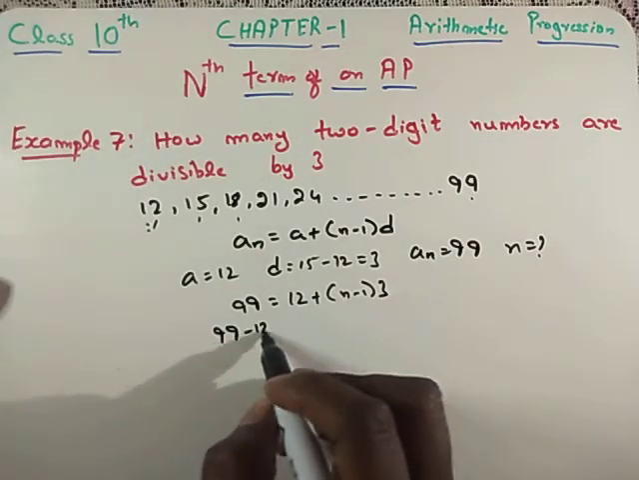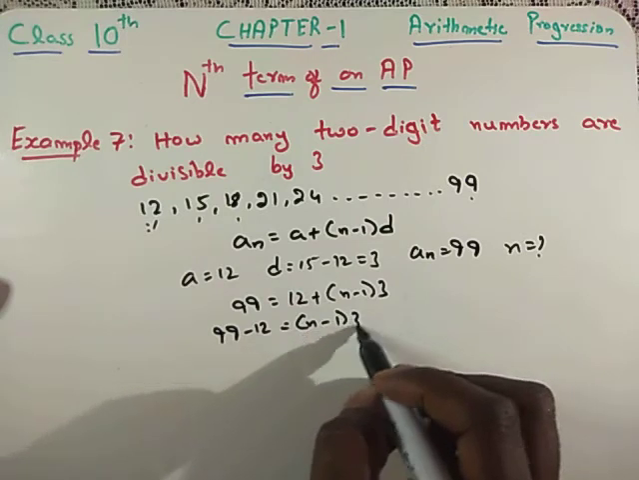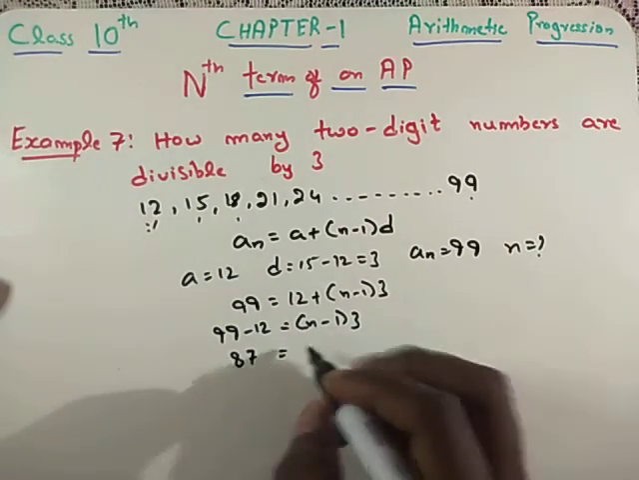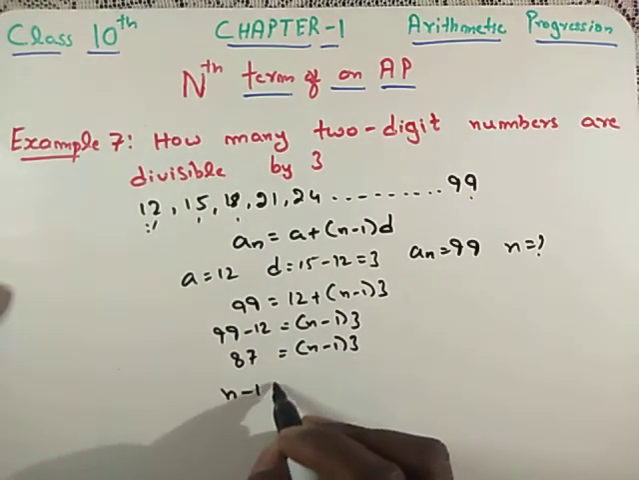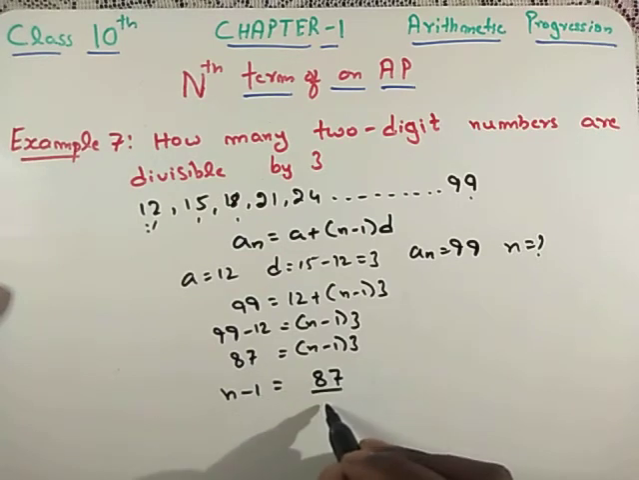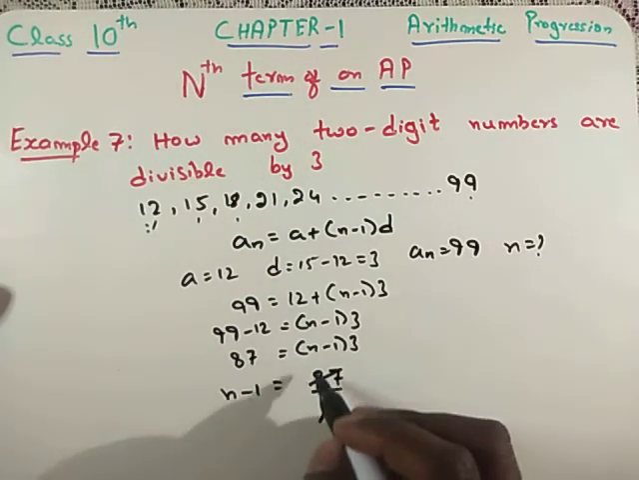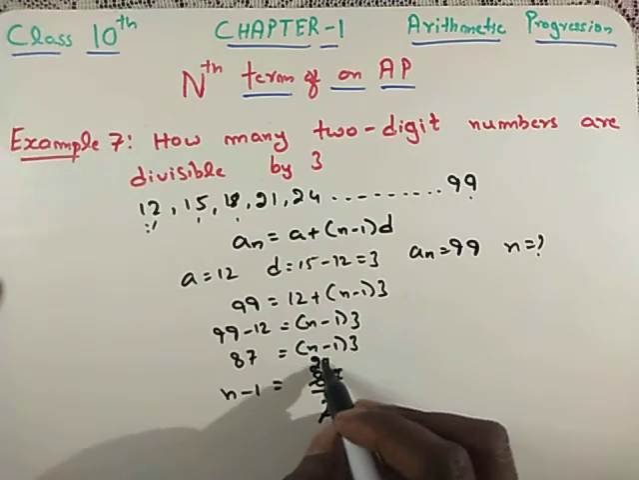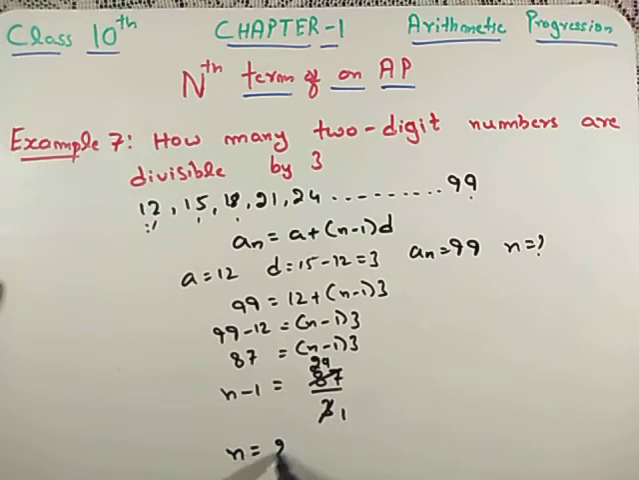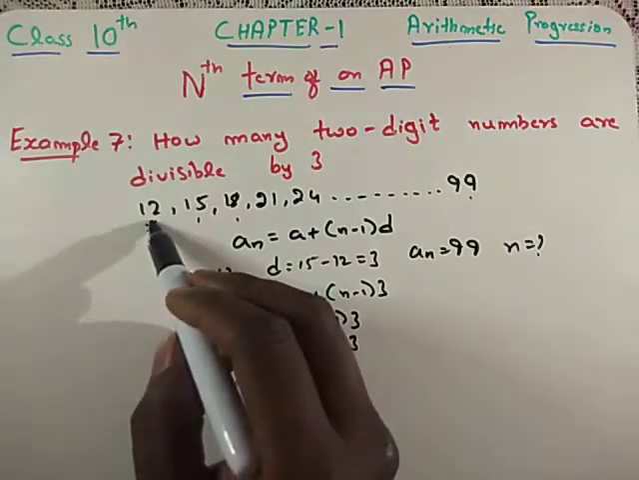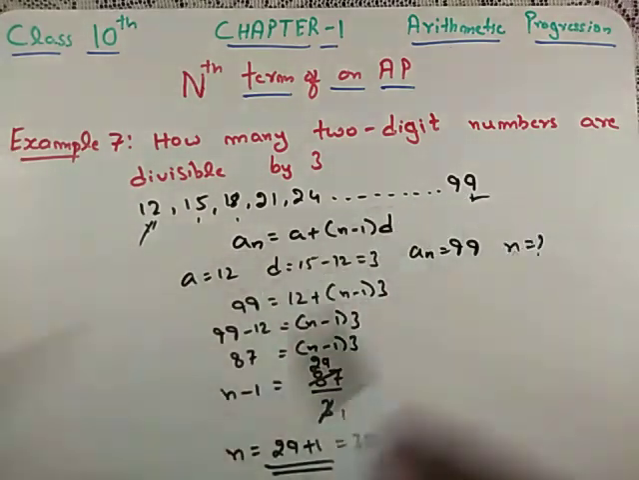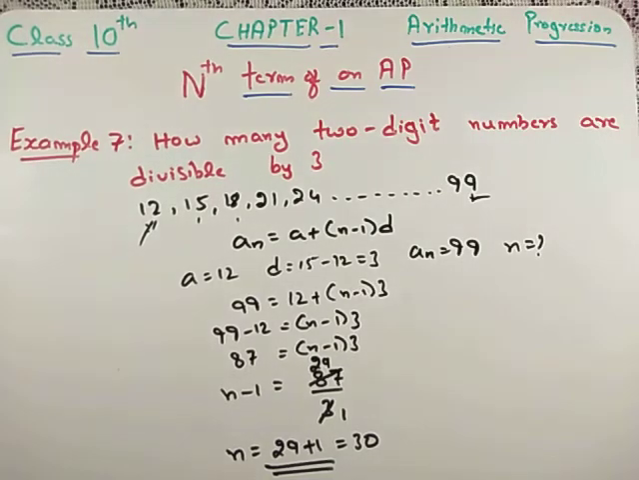So, 99 minus 12 is equal to (n minus 1) into 3. 87 is equal to (n minus 1) into 3. n minus 1 is equal to 87 divided by 3. 3 1s are 3, 3 2s are 6 and 3 9s are 27. So, n minus 1 is 29, and the value of n is 29 plus 1, which is equal to 30. So, there are 30 two-digit numbers which are divisible by 3, starting from 12 to 99.